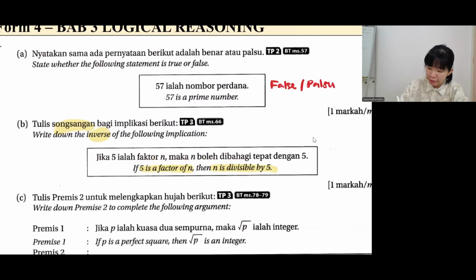They say 5 is a factor of n, then we say is not. N is divisible, we say is not divisible. For BM, jika 5 ialah faktor n, so ialah, we say bukan. Maka n boleh dibahagi tepat dengan 5, dia kata boleh, so we say tidak boleh. So this is called songsangan.